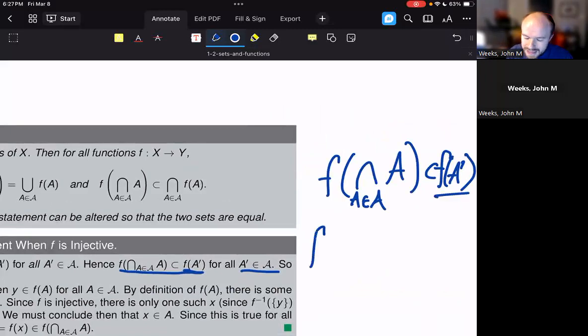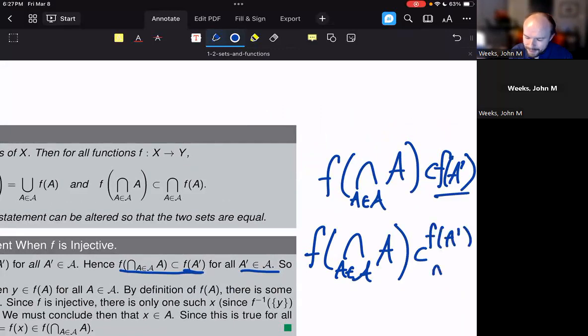So what that's going to mean is I'm going to be able to take an intersection now instead of just over an individual one. I could take a look at the intersection of maybe two of these sets. Maybe I have f of A prime and f of A double prime. Well, f of this intersection of this arbitrary collection is inside of f of A prime, and it's also inside of f of A double prime, where A double prime is another element inside of this arbitrary collection. That's the definition of being in the intersection.